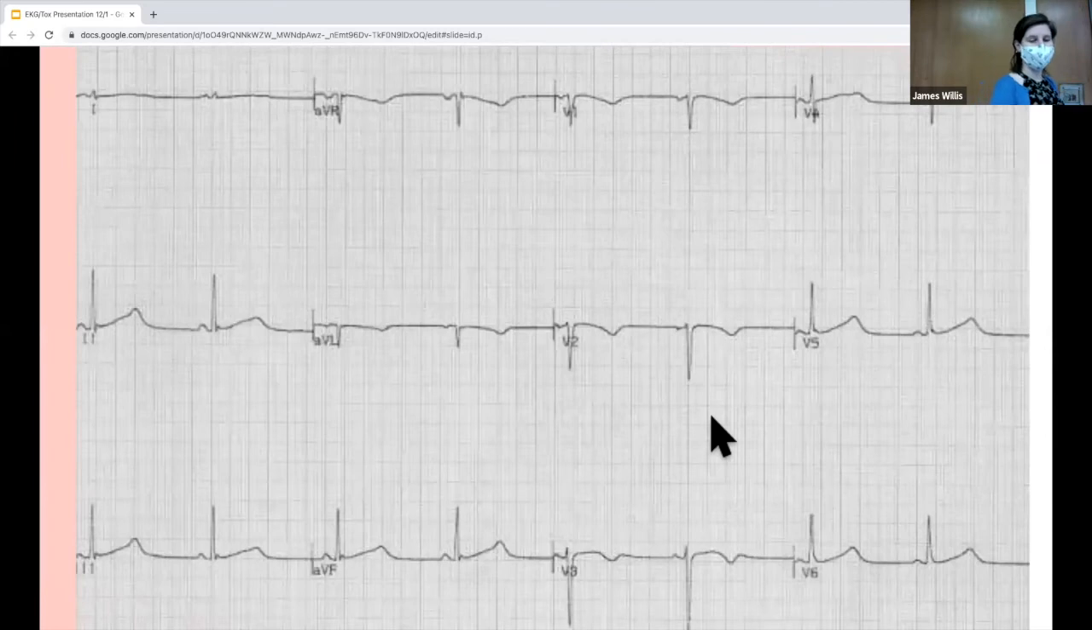So can someone who just arrived tell me the rate and rhythm of this EKG? Yeah, I told everyone it's audience participation because otherwise this is boring for me. Anyone? Rate and rhythm? Slow, great, okay. Okay, great.